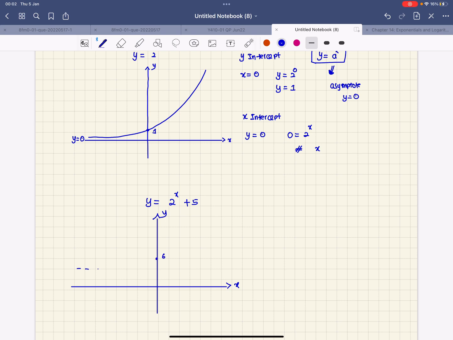And originally there was an asymptote when y is equal to 0. Now there is an asymptote when y is equal to 5. So there's an asymptote, and then the graph will go through like that.